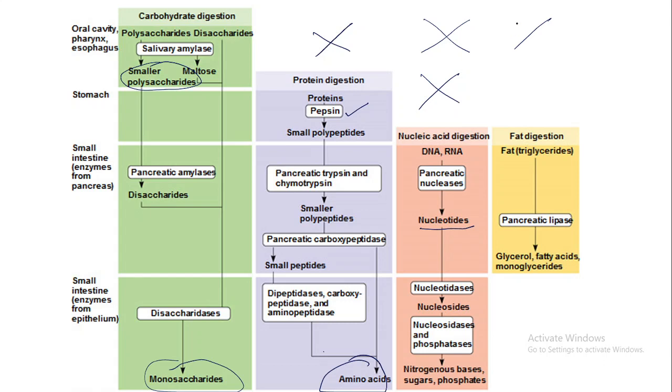Coming to fat digestion, similarly, it does not take place in the buccal cavity nor in the stomach. Though a meager amount of lipase is present, because emulsification has not yet occurred, there is barely any digestion of complex lipids. Finally, in the small intestine, triglycerides are converted into glycerol, fatty acids and monoglycerides by pancreatic lipase, after emulsification by the bile salts.